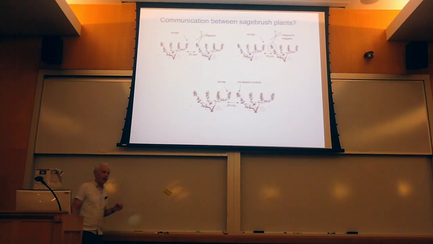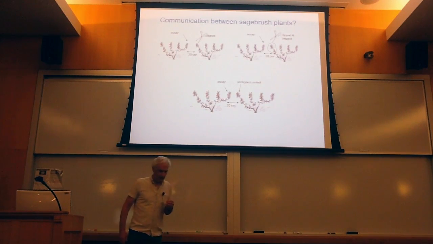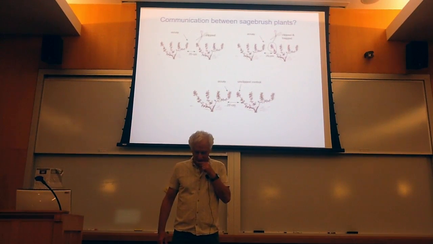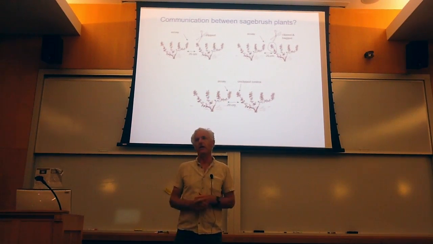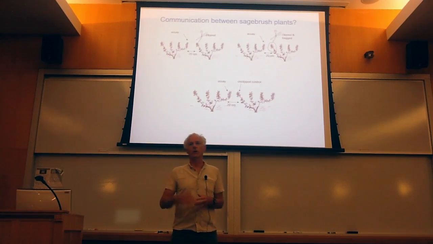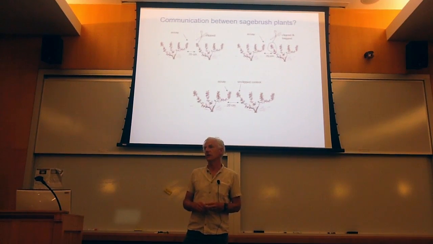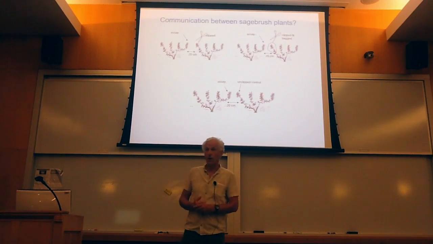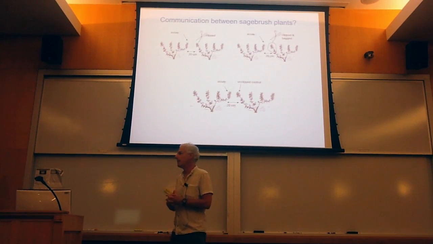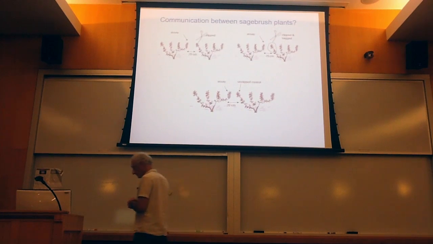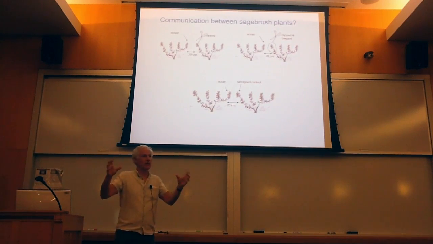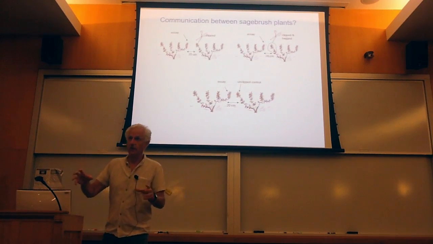The system that I've worked with since about the early 90s is sagebrush that grows on the east side of the Sierras and through the Great Basin in North America. It's a very common plant in this habitat. And the experiment that I'll start off by telling you about involves pairs of sagebrush plants out in the field.